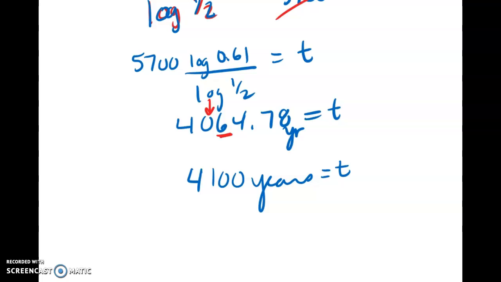T is 4,100 years. So that's how to do this using logarithms. But we didn't study logarithms here. So instead, I'm going to go back to my original equation.